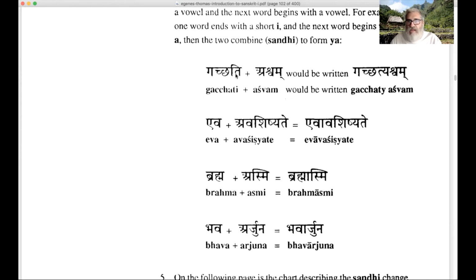The I at the end of gachati, when it sees the A coming up in ashvam, changes to a Y. So it's gachatyashvam. Any of you who have learned any verses in Sanskrit, Vishnu Sahasranama, or the Bhagavad Gita, you will see these sandhi changes. Over here we see the padapatha, the two words separated, gachati and ashvam. Over here we see with the sandhi, the samhita part, gachatyashvam.